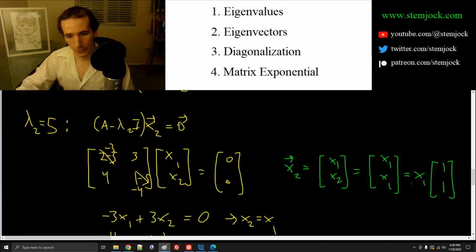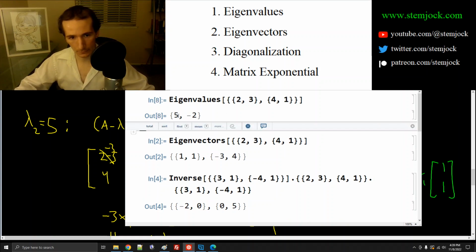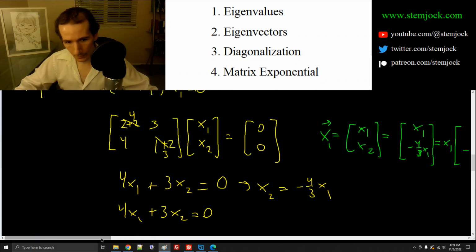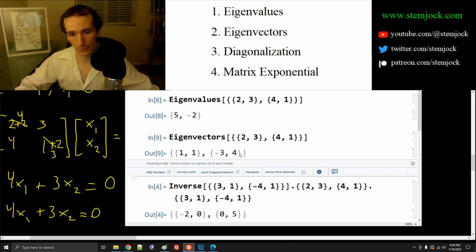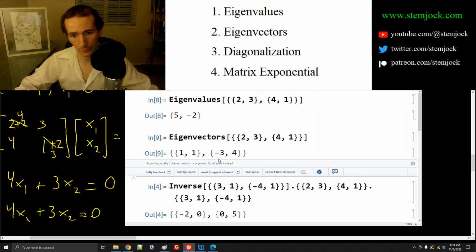And I can check that this is the correct result. What I did here was I plugged in the matrix 2, 3, 4, 1, and if I evaluate its eigenvalues, I get 5 and negative 2. And if I find the eigenvectors, I get the same thing here. Now, it doesn't matter that it's off by a factor of negative 1. See, here I got 3, negative 4, whereas here it indicates negative 3, 4. It doesn't matter because this is multiplied by an arbitrary constant. I could easily multiply this by negative 1 to get negative 3, 4 as it shows here on the computer.